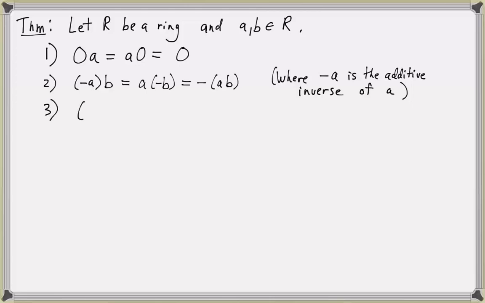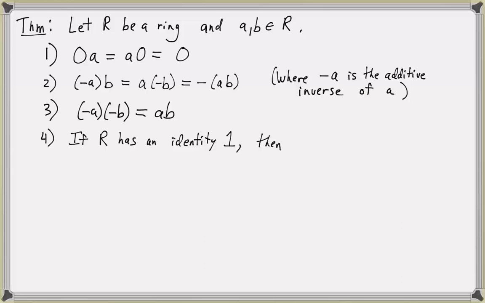Third property, negative A times negative B equals A times B. Fourthly, if R has an identity 1, then the identity is unique. And then negative A equals negative 1 times A, where negative A is the additive inverse of A, and negative 1 is the additive inverse of the identity 1.